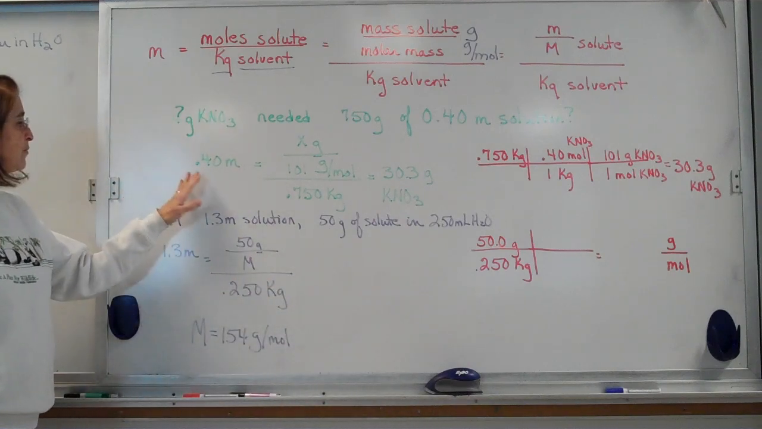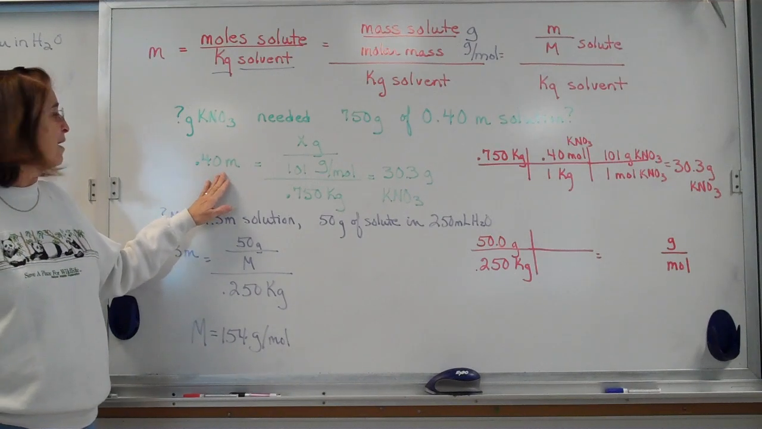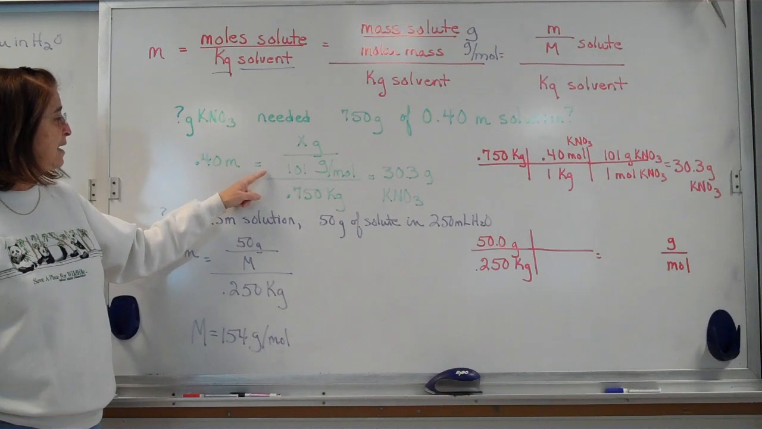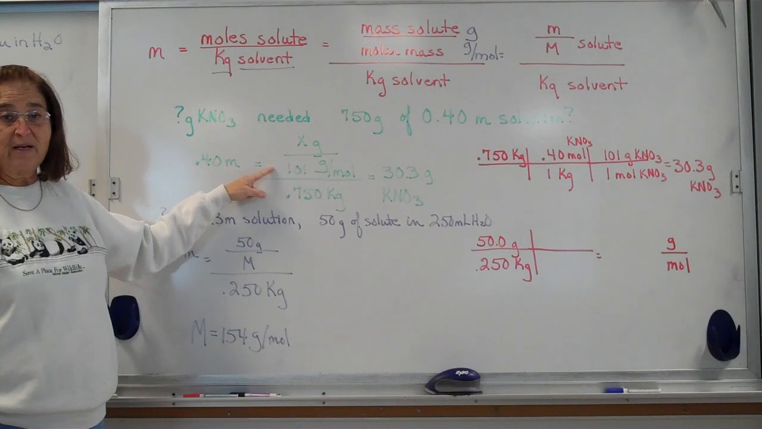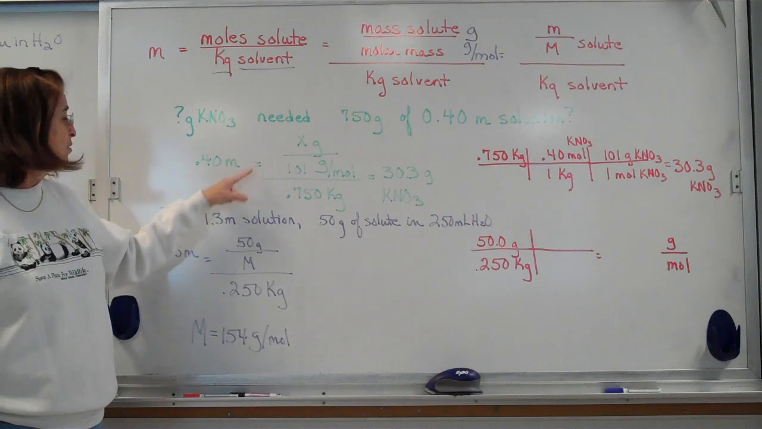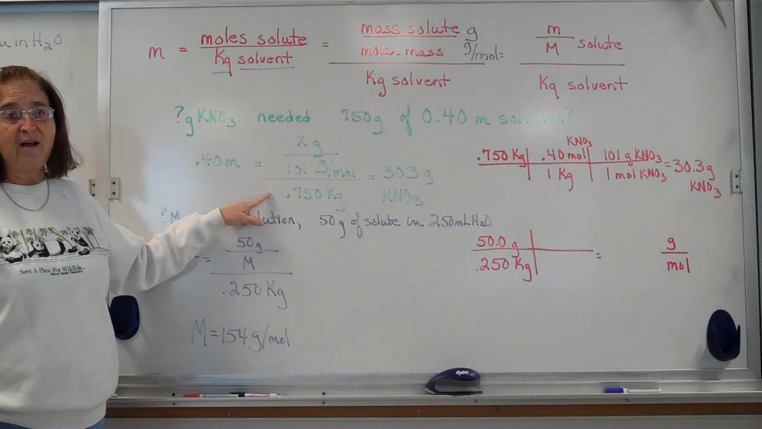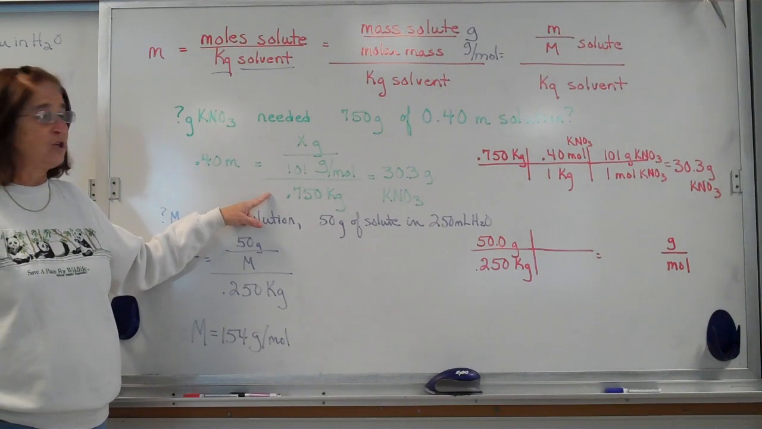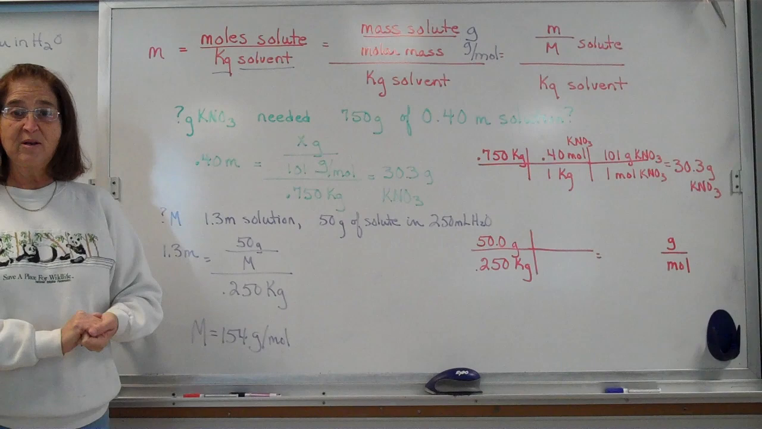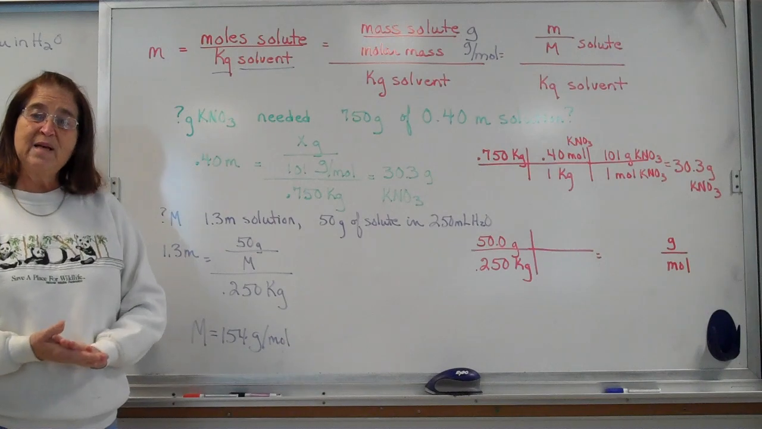Let's look at the first approach. I'm simply going to put all the numbers into the formula. 0.40 molal. I'm looking for how many grams of my solute I will need, X. I use the periodic table to find KNO3 has a molar mass of 101 grams per mole. And I want to make a total of 0.750 kilograms of solution. By doing the math, you should stop now and put it into your calculator to make sure you know how to get to this answer. I would get 30.3 grams of potassium nitrate needed.